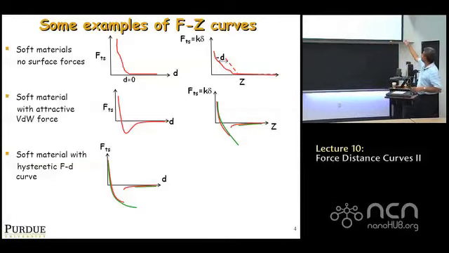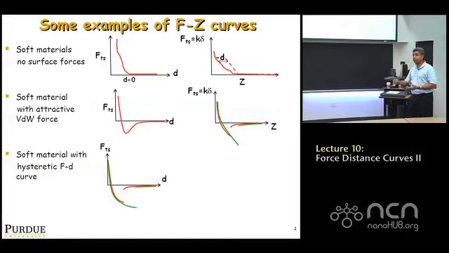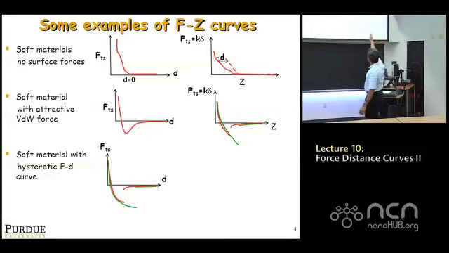When you come in, you follow red. The cantilever bends down until it snaps into the sample. When you pull away, it pulls out. Again, keep in mind that you get hysteresis in the FZ curve, even though the FD curve is non-hysteretic. This is very important, okay?